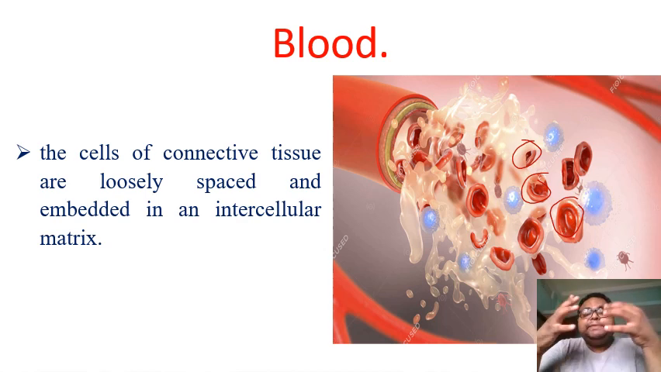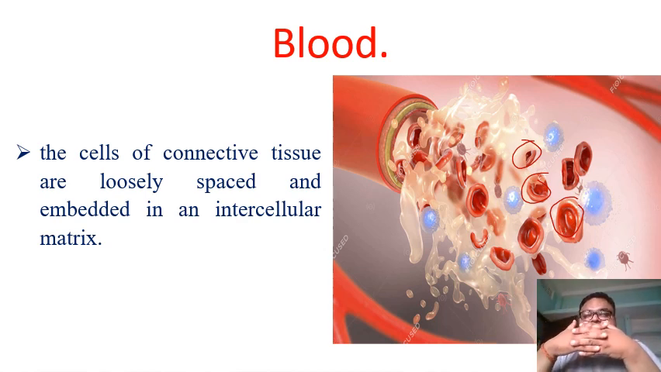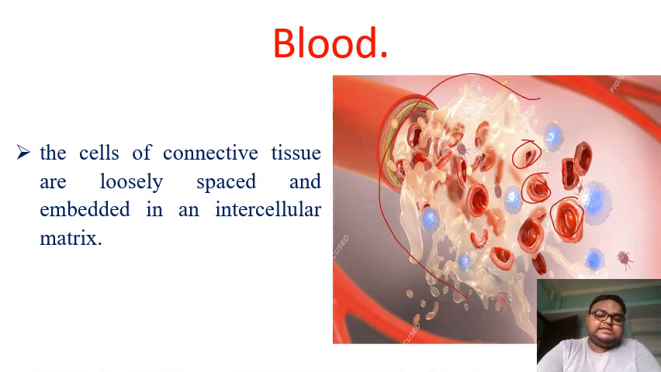What you can find in the epithelium is that the cells are closely packed in a sheet, but in the connective tissue, we can see the cells are loosely arranged in bunches. Some cells are here, some cells are here, isn't it? And these are all embedded in the intercellular matrix, like in this plasma. All these cells are in this plasma. So these are the two important characteristics of the connective tissue.